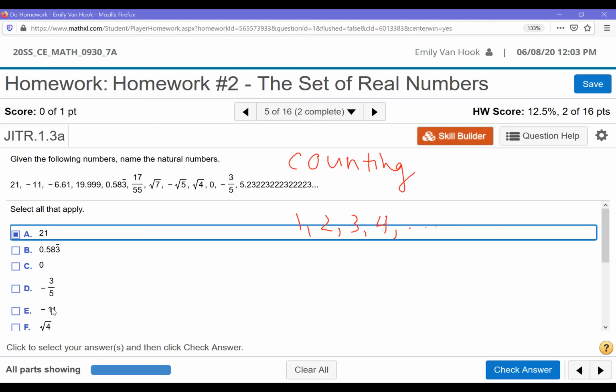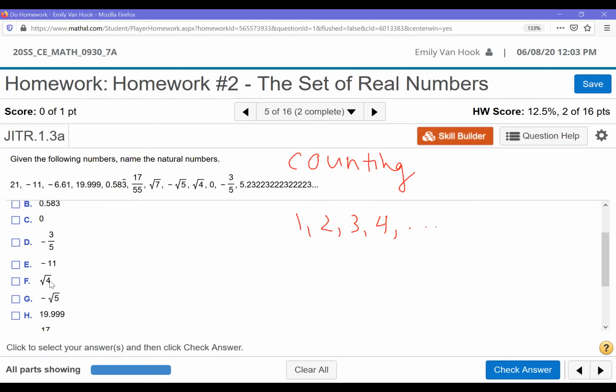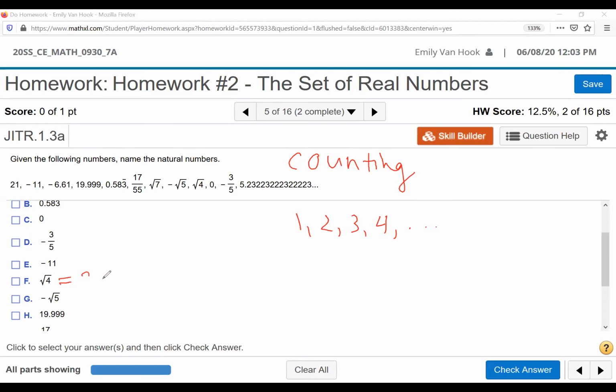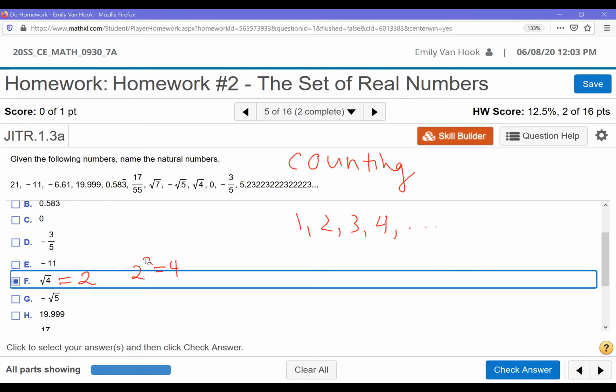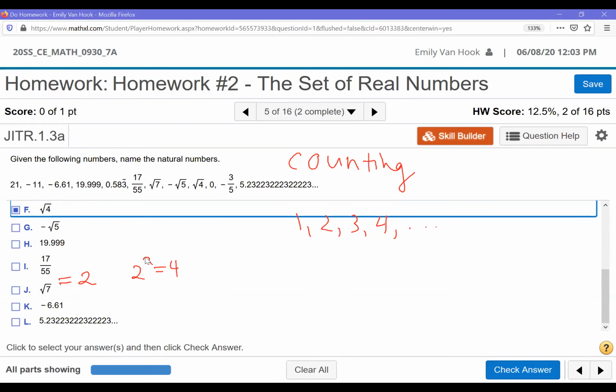No fractions, no negatives. Square root of 4, trick question here. The square root of 4 is 2 because 2 squared is 4, or 2 times 2 is 4. So yes, I do have to check that one for a natural number. I think that's it. None of these other ones look like anything I would count to.